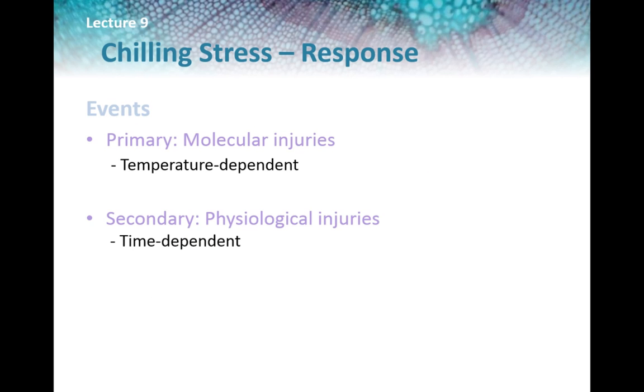Injuries that chilling sensitive plants can suffer from can be classified into molecular and physiological injuries, or we can look at them as primary events and secondary events. As the name suggests, the secondary events will take place after the primary events happen. Primary injuries are temperature dependent, with the threshold around 10 to 15 degrees Celsius. They can lead to acclimation responses over time or to a series of secondary events which can give rise to symptoms.